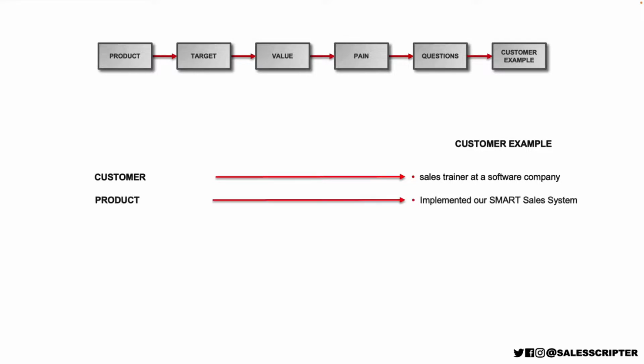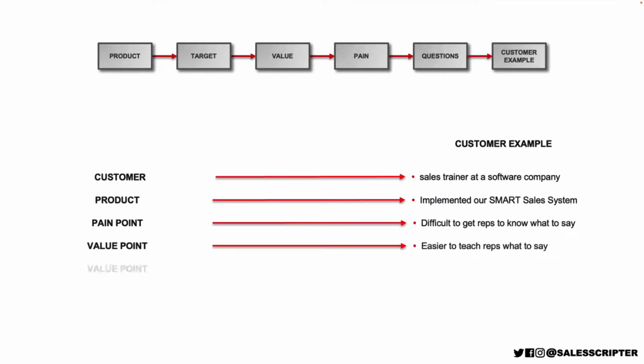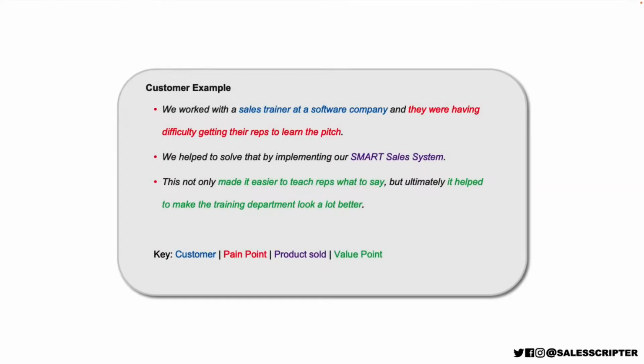Then we want to think about, well, what did we sell them? And then think about a pain point that they had before you sold them your product or service. And then think of a couple different benefits that you delivered. And basically right there, once you have that, it's very easy to plug that into this template. And then you can use this customer example. So that gives you what you need for your cold calls.